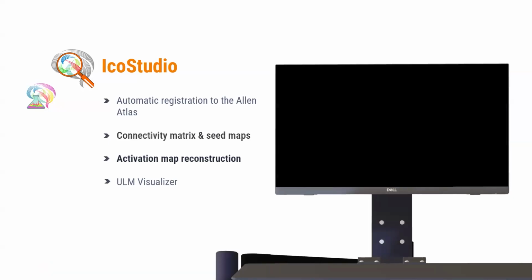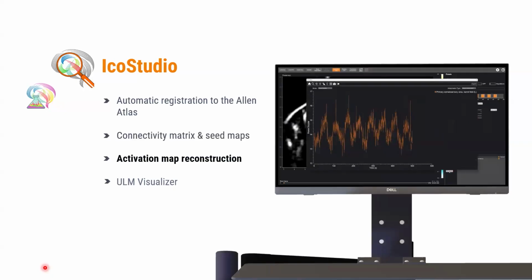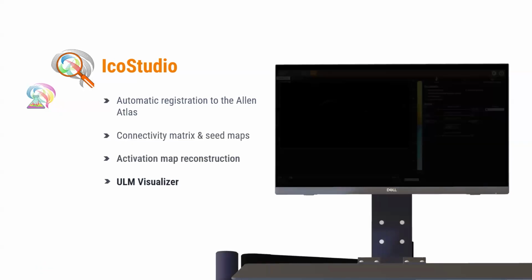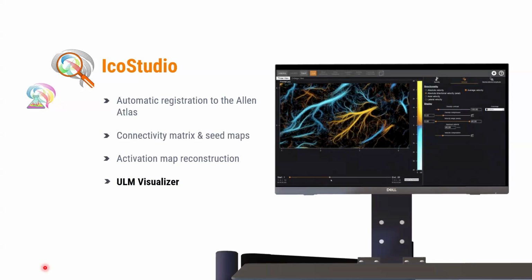You can do something similar to reconstruct activation maps after specific stimulations. Here you see again a whisker stimulation, and you can extract the signals and do further processing. And of course, you can visualize your super resolved vascular maps, as you can see here.